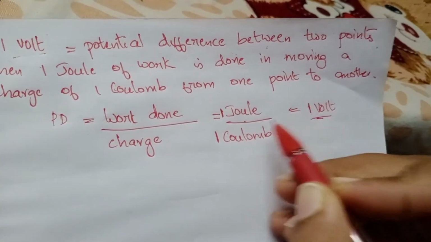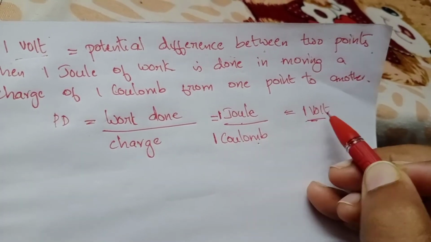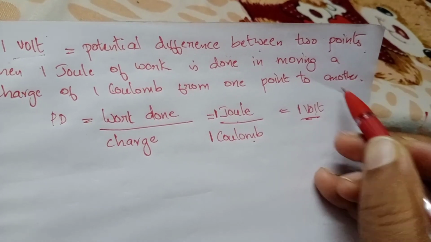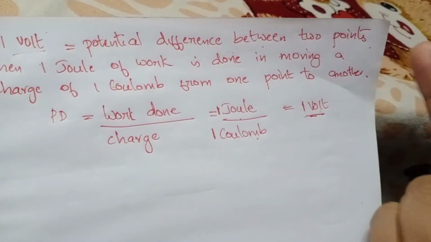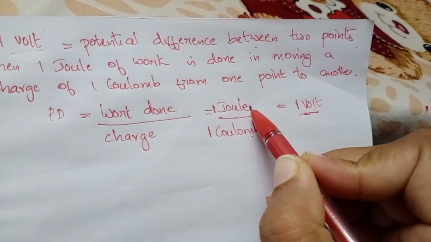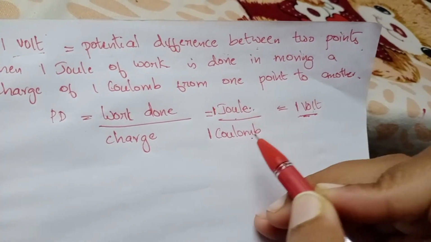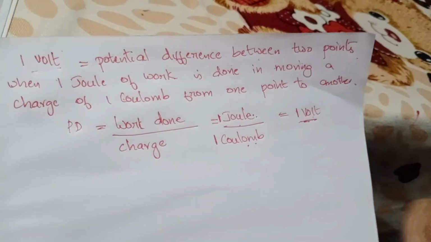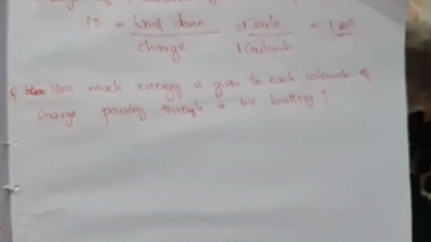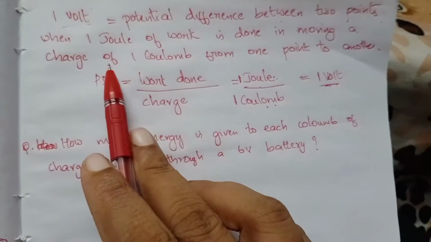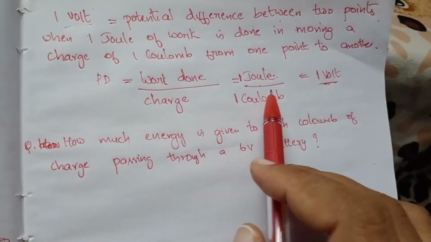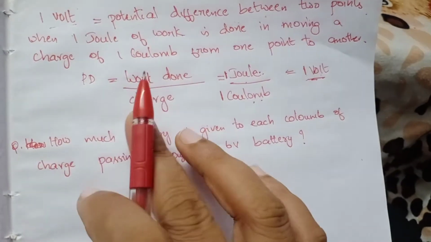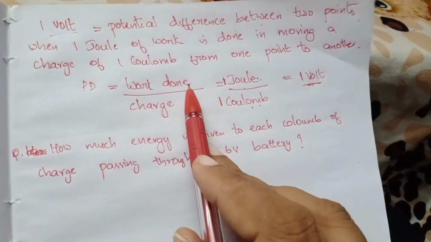See, 1 volt is 1 joule by 1 coulomb. So we can write, 1 volt is the potential difference between 2 points when 1 joule of work is done in moving a charge of 1 coulomb from one point to another point. Okay, fine. So we have discussed what is 1 volt, we have defined what is 1 voltage, and we know how to find out the potential difference also, that is work done by charge.